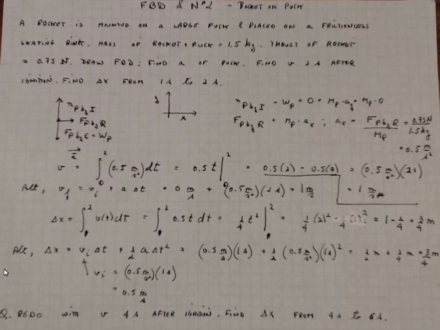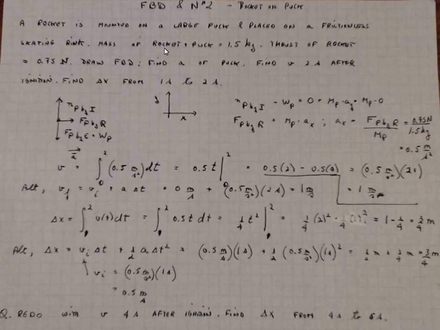Okay, in this chart we'll look at the scenario for a rocket on a puck and the puck on a frictionless ice rink. And we'll use a free body diagram and Newton's second law to analyze the problem. So let's say that we have a rocket that's mounted on a large puck and it's placed on a frictionless skating rink, and that the mass of the rocket and the puck is 1.5 kilograms.